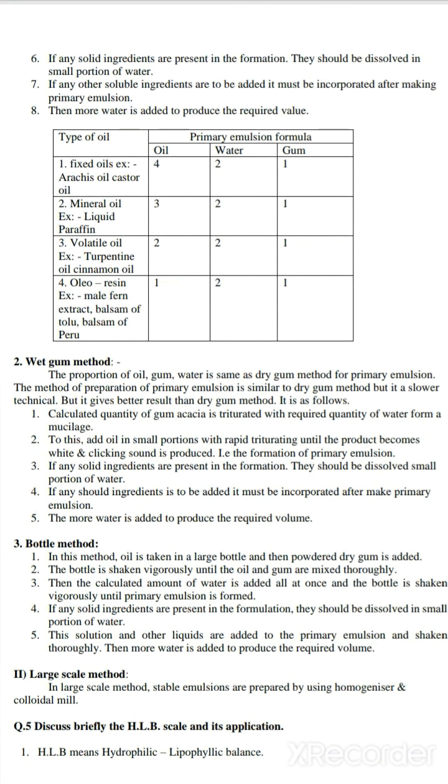Here are the primary emulsion formulas. For fixed oil, we take 4 parts oil, 2 parts water, and 1 part gum. For mineral oil, for example liquid paraffin, we take 3 parts oil, 2 parts water, and 1 part gum. For volatile oil, 2 parts oil, 2 parts water, 1 part gum. Then the wet gum method, and last is the bottle method. For large scale methods, stable emulsions are prepared by using homogenizers and colloidal mills.